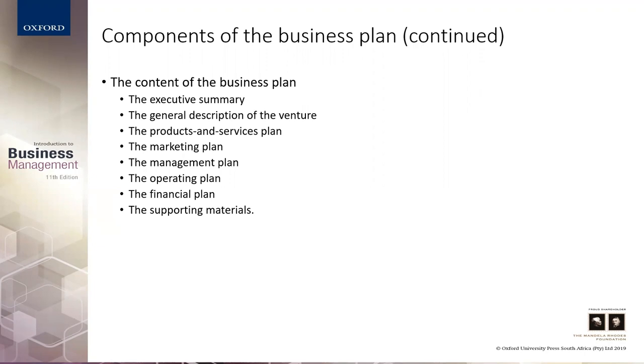Another important key in terms of the content of a business plan is the financial plan. Here you specify the financial needs and contemplated sources of financing. So you talk about your revenues, your costs, and your profits. What is the revenue projection? What is the cost projection? And what is the profit projection? The last thing you can also talk about is supporting materials.